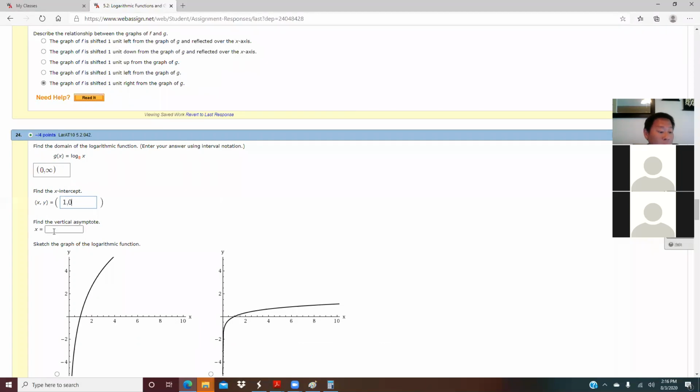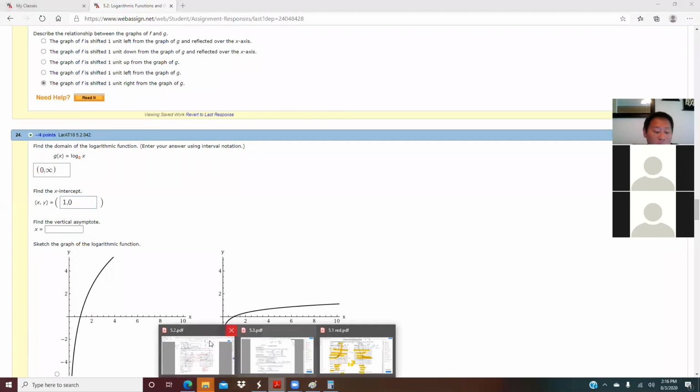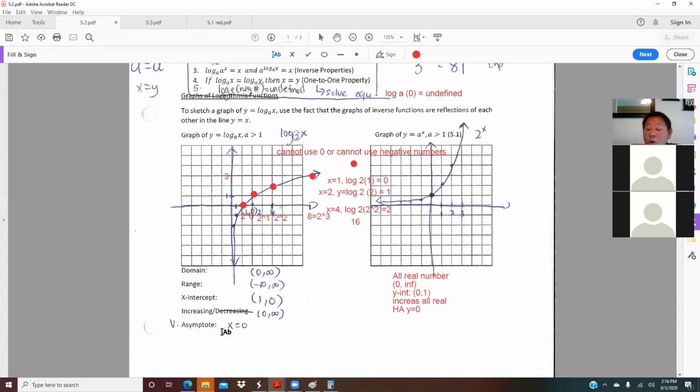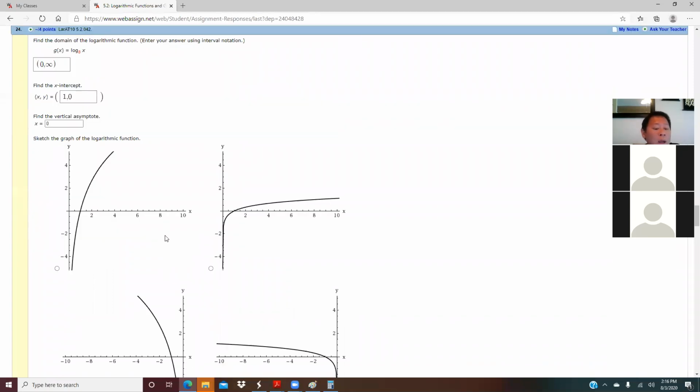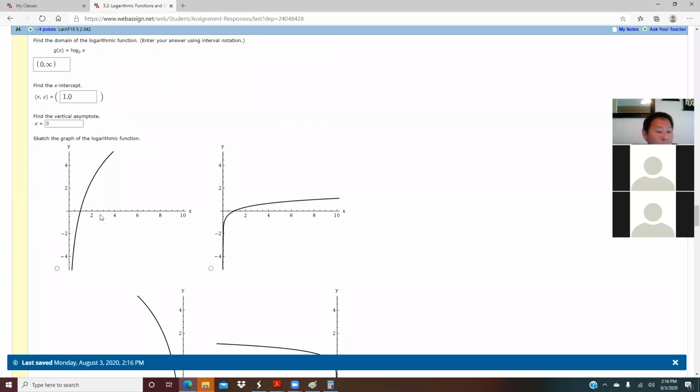What is your vertical asymptote? Again, this is the same thing. The vertical asymptote is x equals 0. So make sure you put x equals, oh, they got x already, so it's good. Let's just put 0 then. How do you graph this? It will intercept at (1, 0).